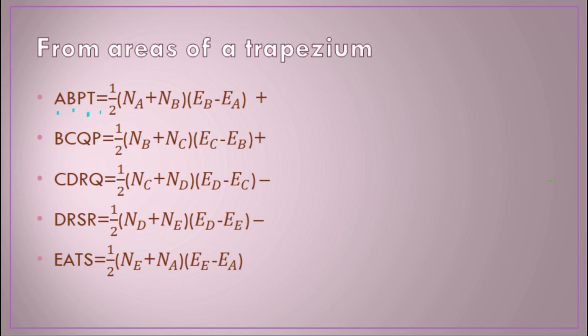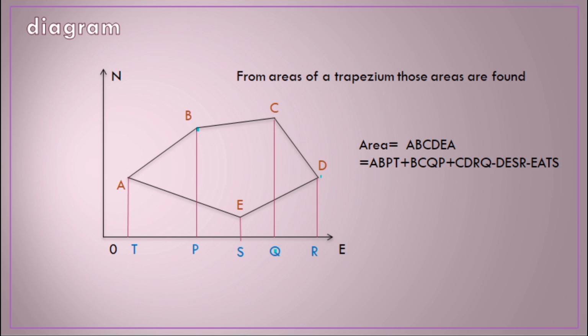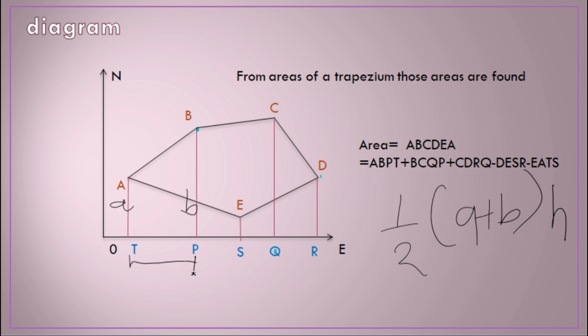ABPT. Let me use this diagram here. This ABPT is a trapezium, and the formula for finding the area of a trapezium is a half into A plus B multiplied by H, that is the height. In this case, we can say here is A and here is B, then the distance between them is the H. This is the trapezium I am searching for the area of.